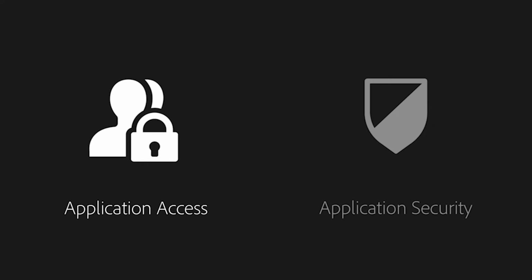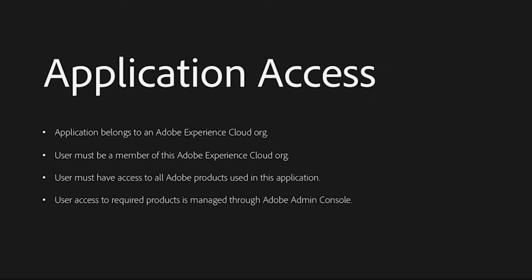All right, let's start with application access control. So, who can access your Firefly application once it's published within your org? Well, the conditions are listed on your screen right here. First and foremost, each Firefly application is always owned by an Experience Cloud organization. Business users need to log into Experience Cloud and be members of this org to see this application.